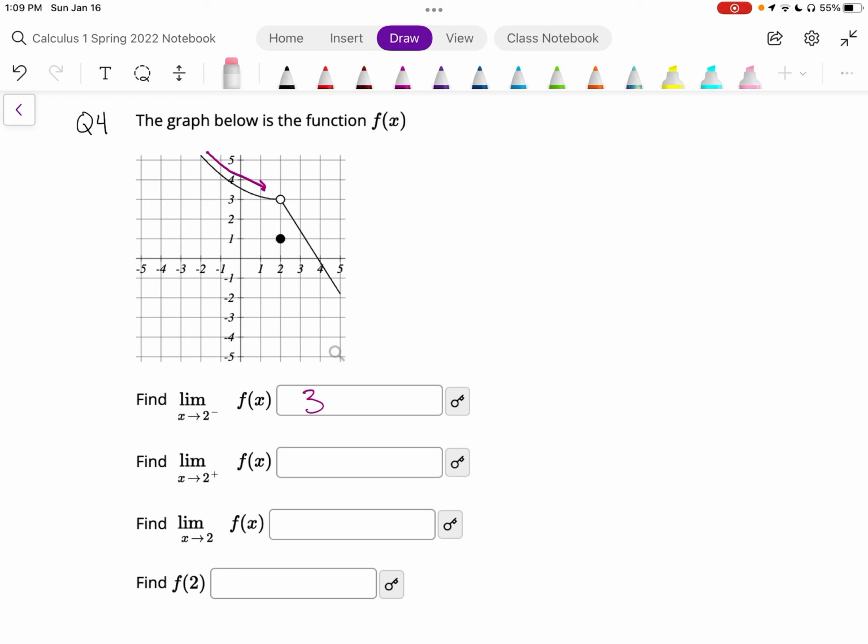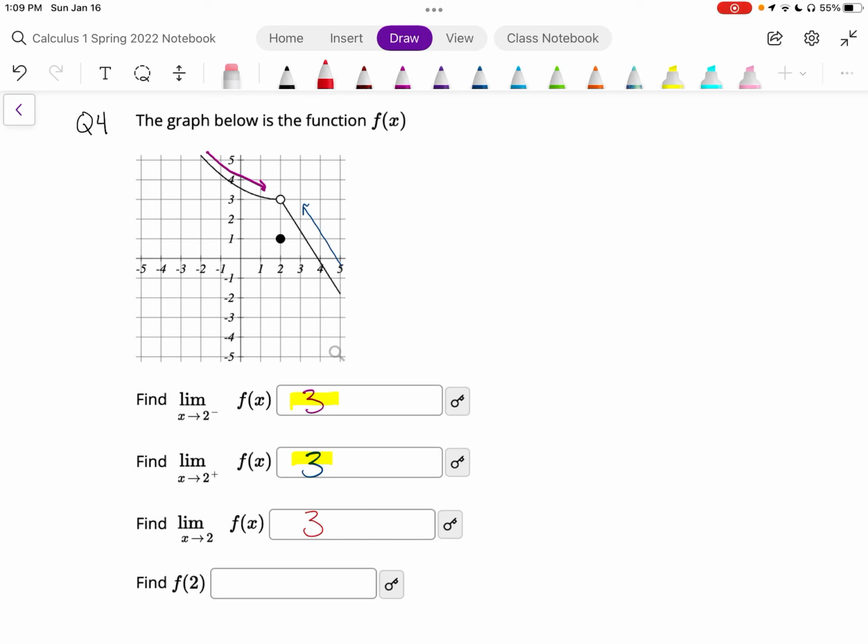All right, so if we were coming in from the right, so that's what this means. What is the value of the function? In other words, the output, in other words, the y, when x approaches 2 from the right. Okay, so we're going to approach from the right. And again, we're approaching 3. So now we're supposed to find the limit as x approaches 2. Well, remember, if these are the same, then that means we get to say that the answer is 3. The limit is 3.